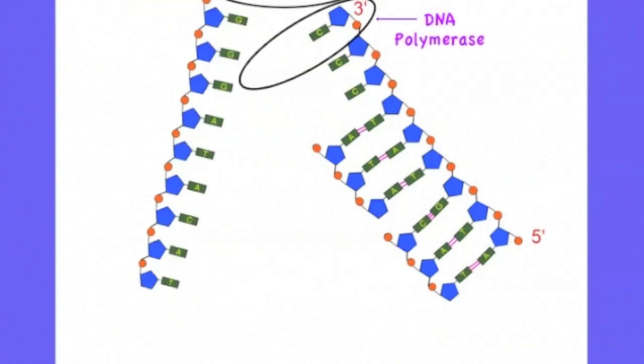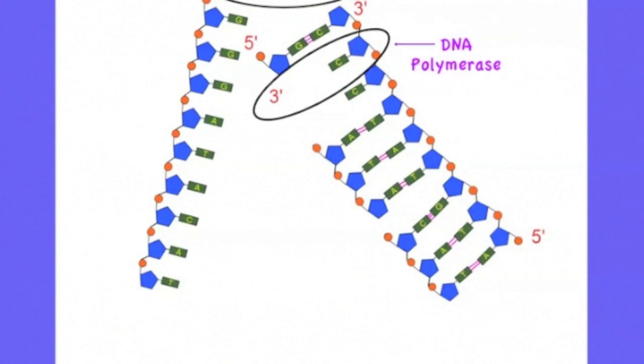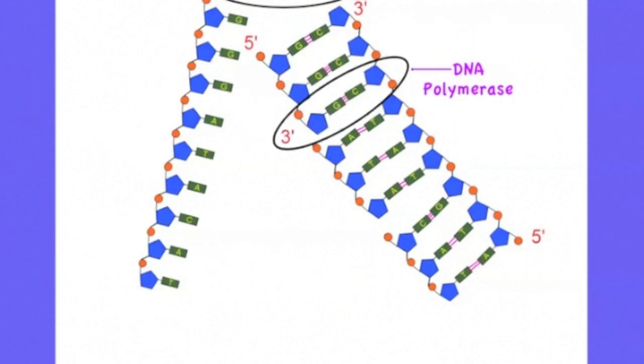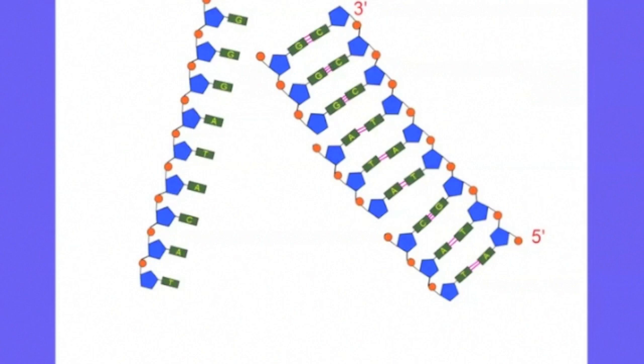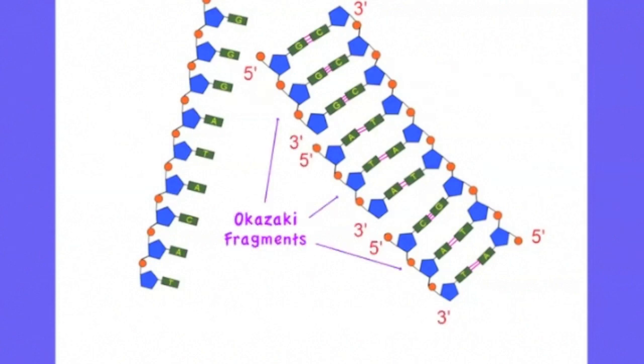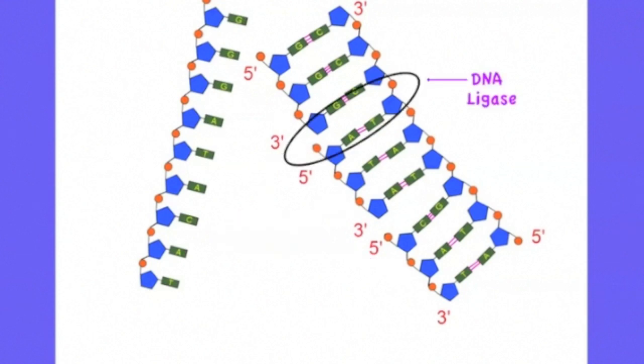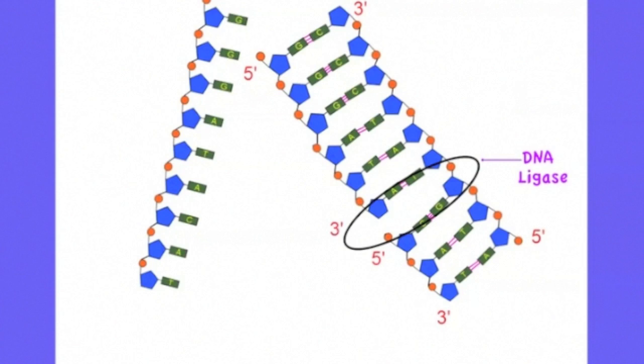This results in the completion of the lagging strand in shorter fragments. The lagging strand is therefore being completed discontinuously as compared to the leading strand that was completed continuously. The fragments created are known as Okazaki fragments. In order to complete replication on this strand, the Okazaki fragments need to be joined together, and this is done by DNA ligase.